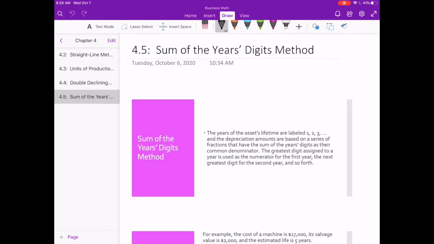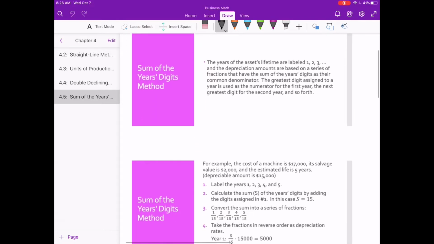And the depreciation amounts are based on a series of fractions that have the sum of the year's digits as their common denominator. The greatest digit assigned to a year is used as the numerator for the first year, the next for the second year, and so forth. So let's see what that looks like.